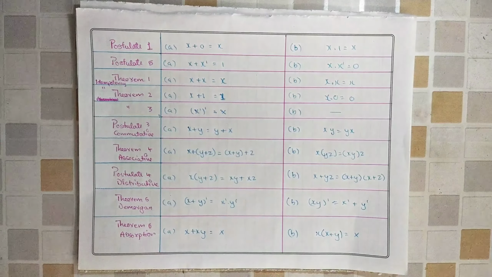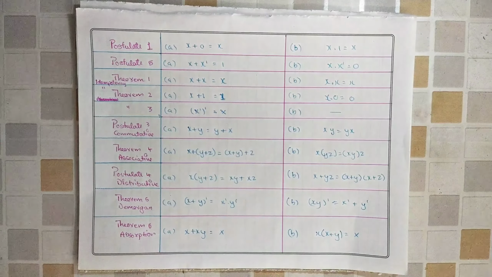The first theorem we have here is x plus x equals x, and x into x also equals x. You have to prove this first. How are we going to prove it? I'll be solving that right now. You see theorem 2, then theorem 3 over here, theorem 4, 5 and 6. It's not that difficult, it's very easy, and we will be seeing that right now.